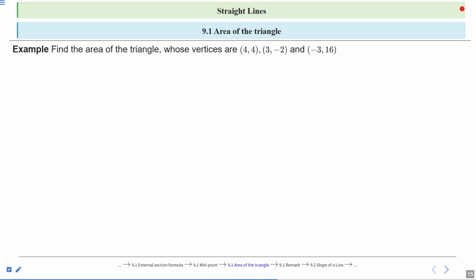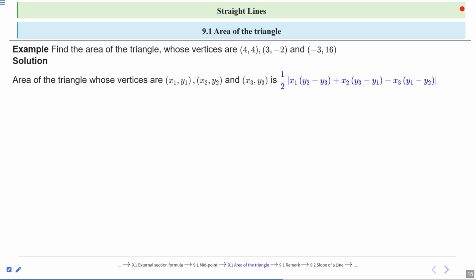Now let us take an example related to the area of the triangle. In this example, we have to find the area of the triangle whose vertices are given to us as (4, 4), (3, minus 2) and (minus 3, 16). So we have to find the area of this triangle. Students, first of all, try it yourself and then see the solution. So let us see the solution.